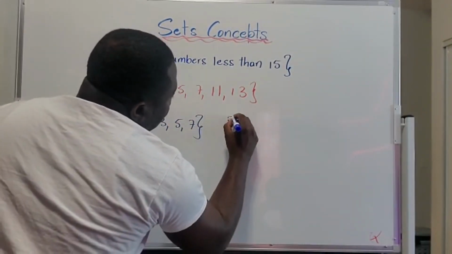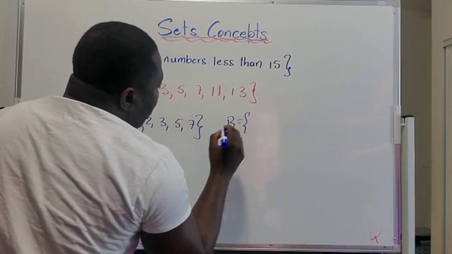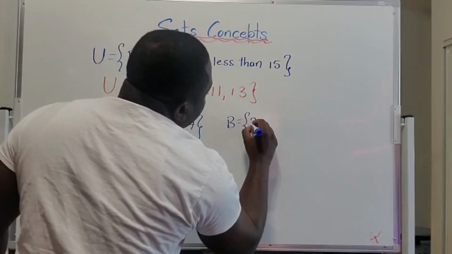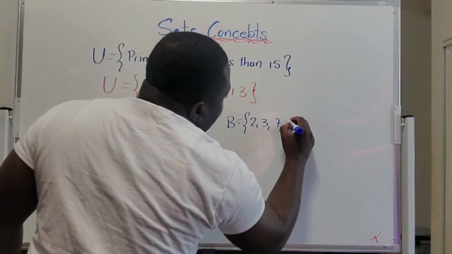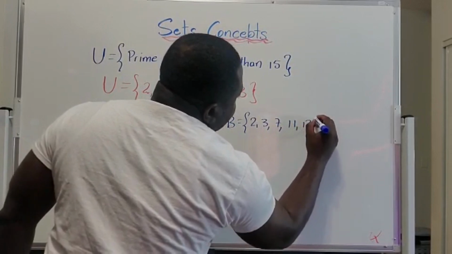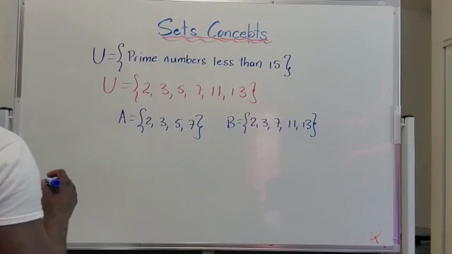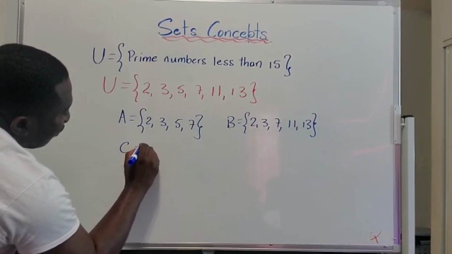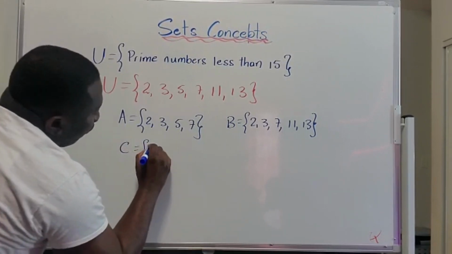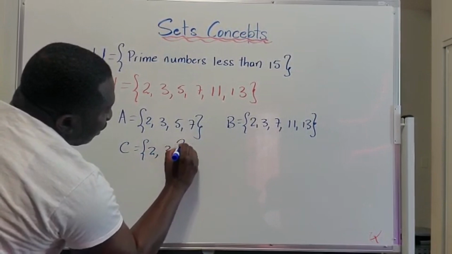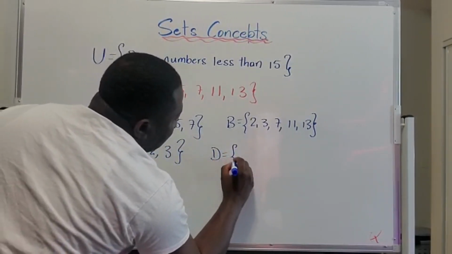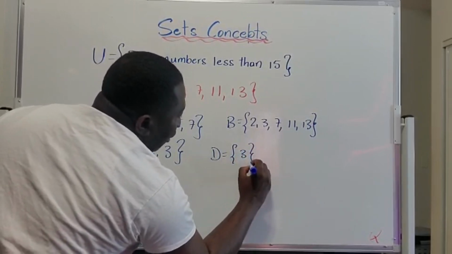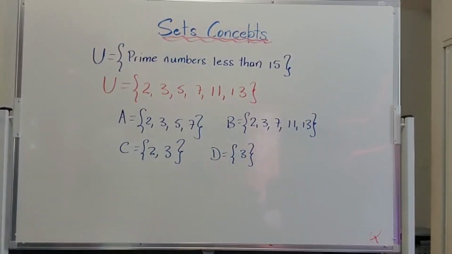Now the set I'm going to use is set B, open bracket. The elements are 2, 3, 7, 11, and 13. And my other set is set C, which consists of 2 and 3. And D is also a subset. And the element in D, our member, is the digit 3.